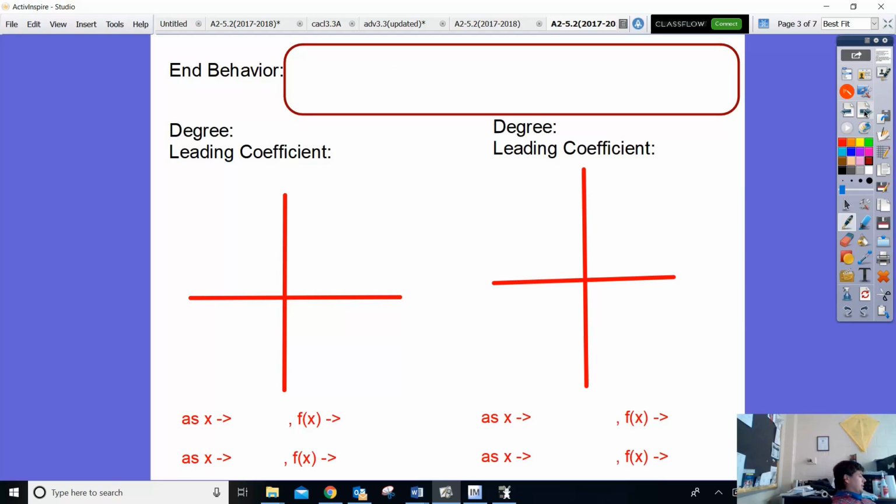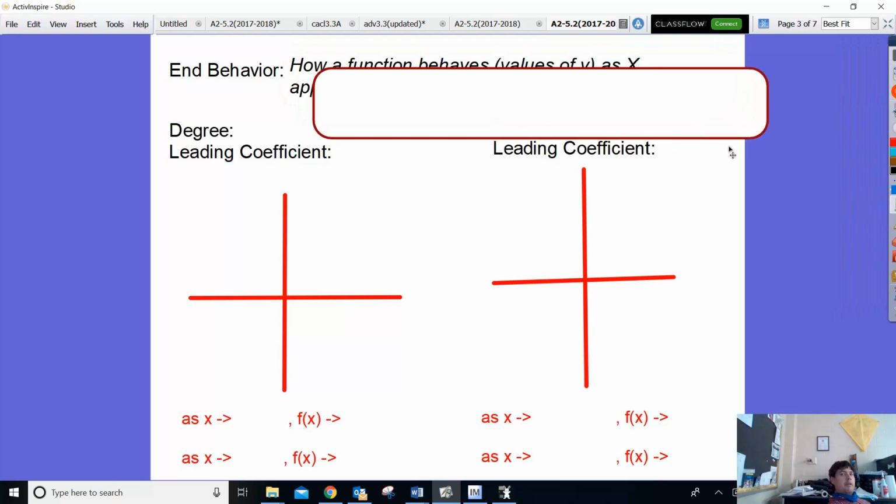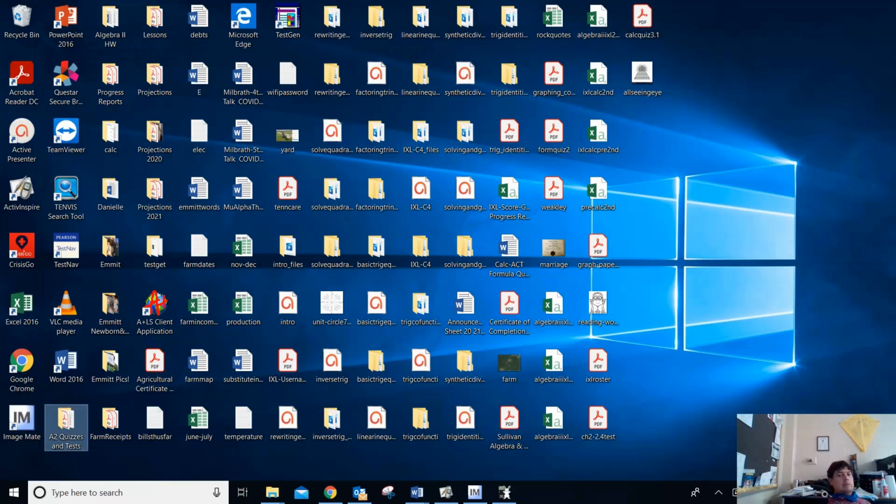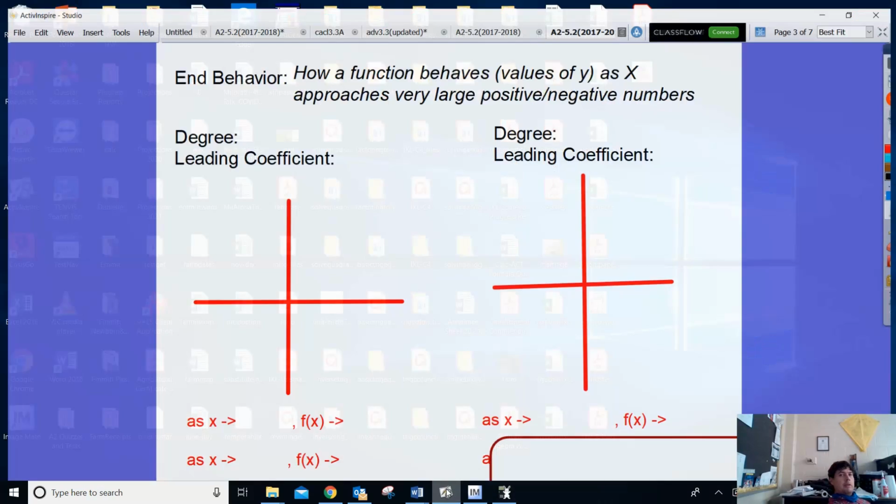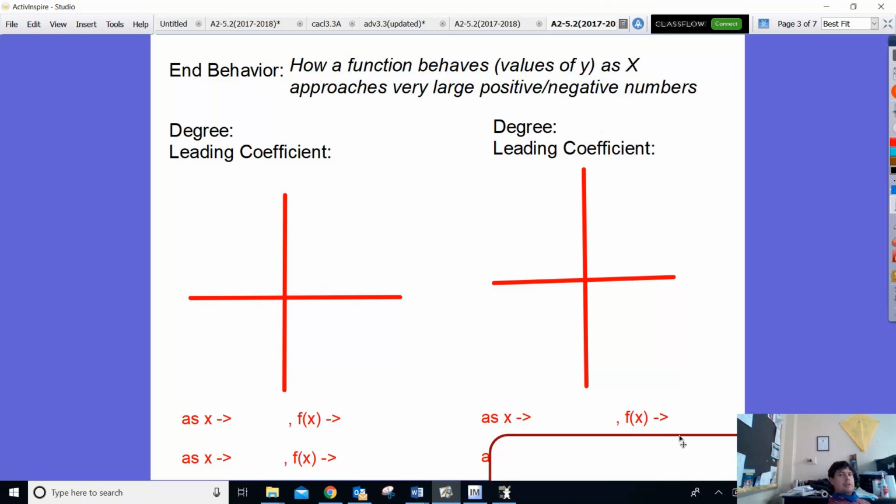All right, here's the concept of what's called end behavior. End behavior is literally how a graph behaves on the left and the right. There's a longer definition, it's right here. How a function behaves, the values of y, as x approaches very large positive and negative numbers. It's how the graph looks on the left and right hand sides. That's why it's called end behavior.